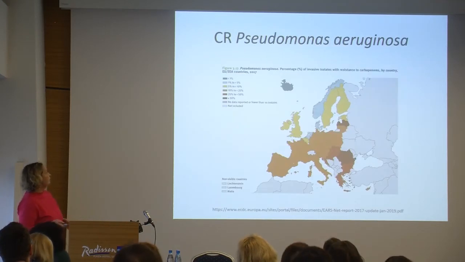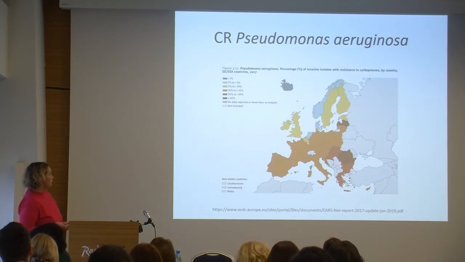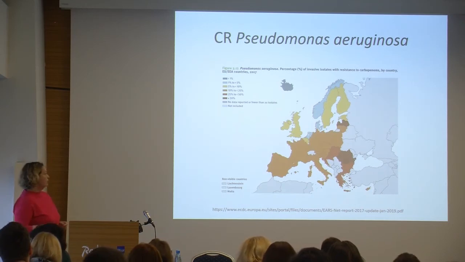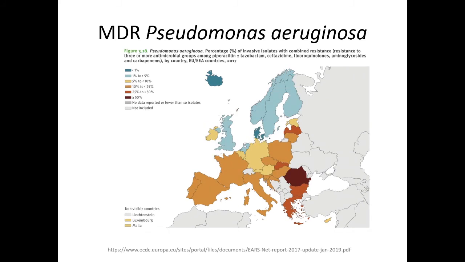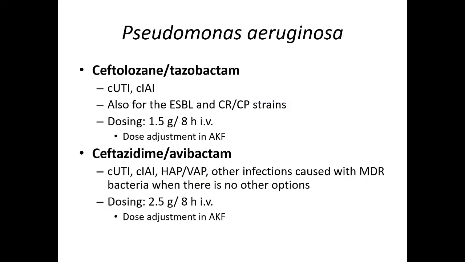So we are just ending with Pseudomonas. The differences in sensitivity are not as huge as with Acinetobacter in Europe, but still there is more of an east to west gradient than north to south. And the distribution of MDR Pseudomonas is approximately the same. There are even some hotspots in the northern regions of Europe.